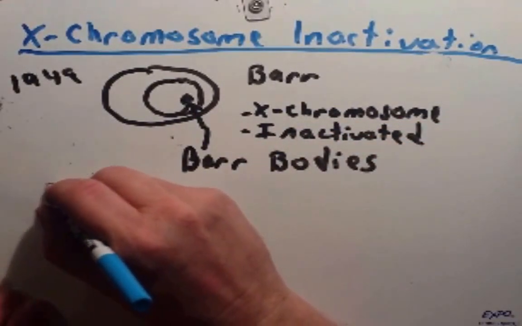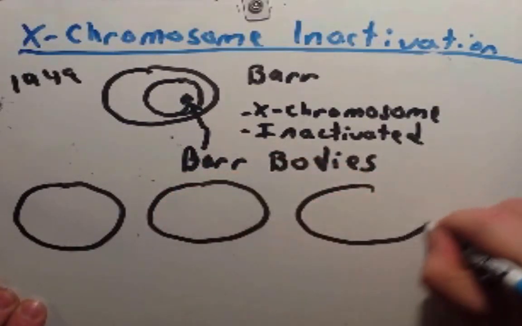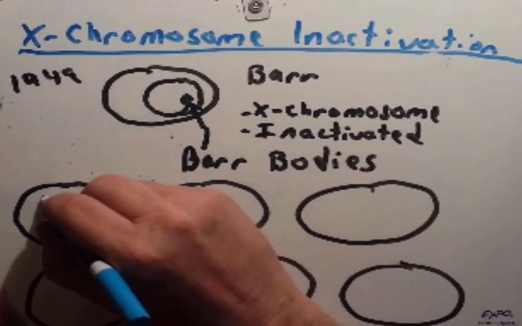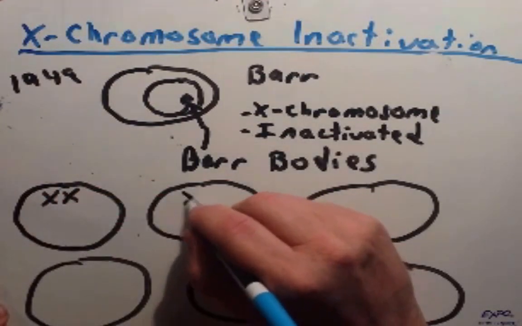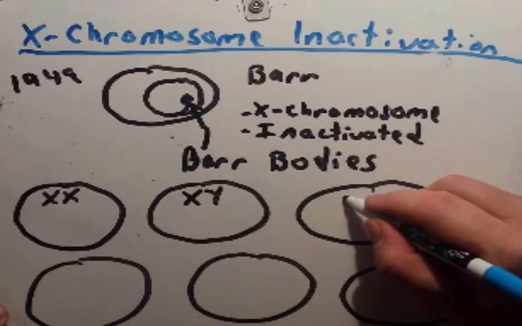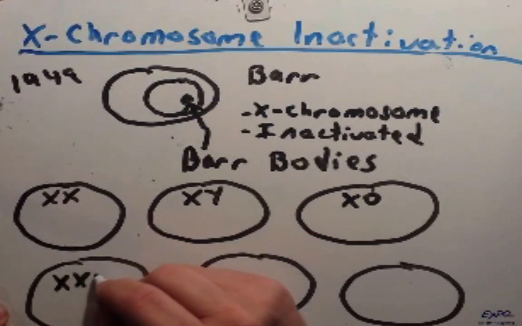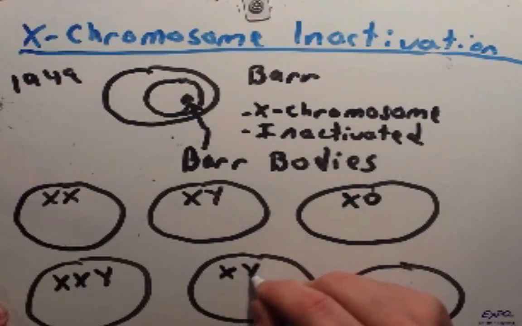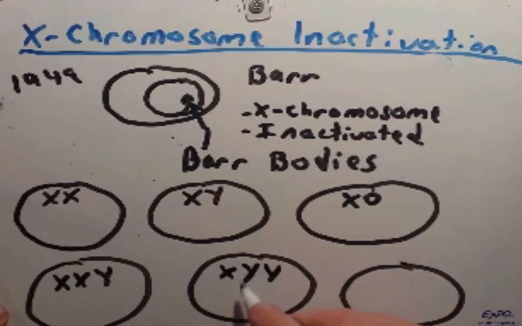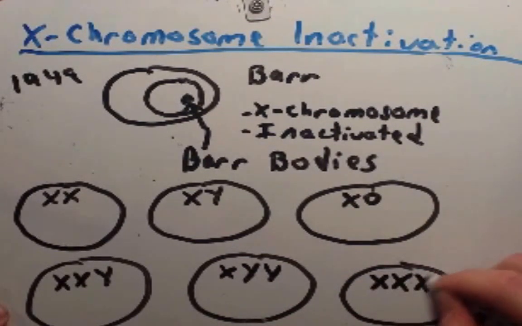So I'm going to draw a couple cell nuclei here. No more than a couple. I think that should be enough. Let's look at what the nuclei would look like in the XX female, XY male, and XO female who has Turner syndrome, and XXY, a male who has Klinefelter's, and XYY, a person with Jacob's syndrome, and then let's look at a person with XXX syndrome.